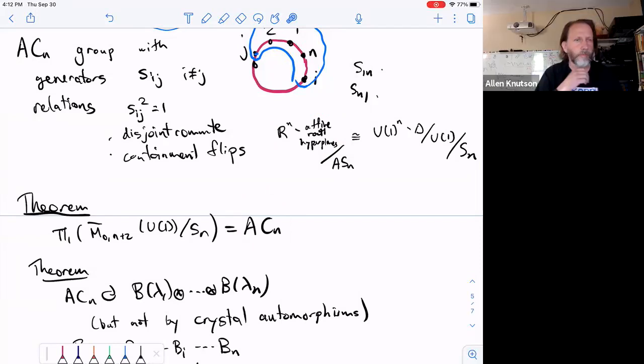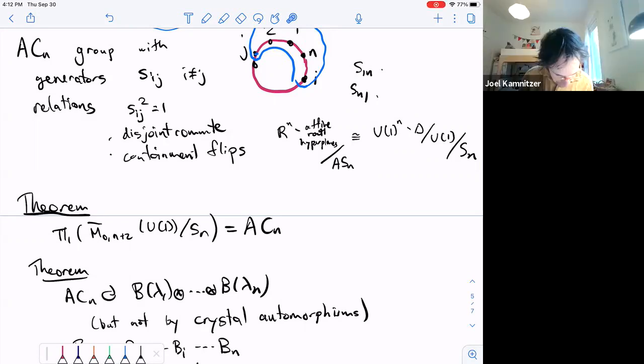Okay. So, two questions related to one another. Can you compare this affine Cactus action to promotion? And secondly, what if you just have a single B lambda and it's a Kirillov-Reshetikhin crystal? So it's a good question. Let me try to answer the first one first.